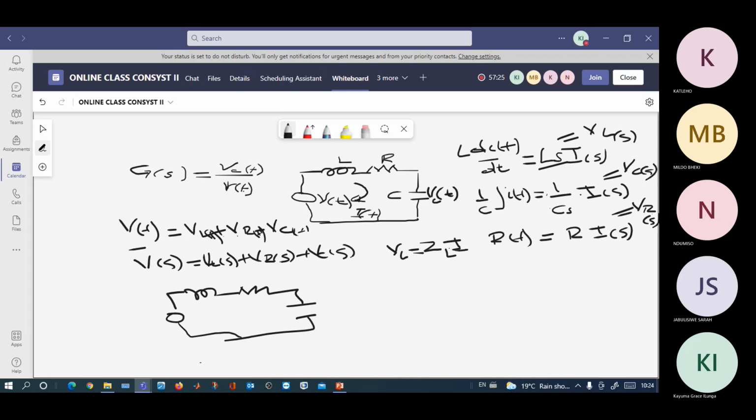Okay, this is V. Now VS is the input. There we're going to have LS, and then we're going to have R, and here we're going to have 1 over CS. Then the current flowing here is going to be IS. Are we together?